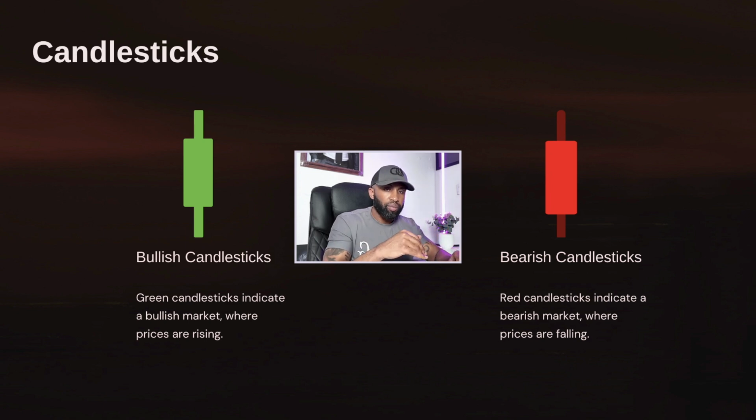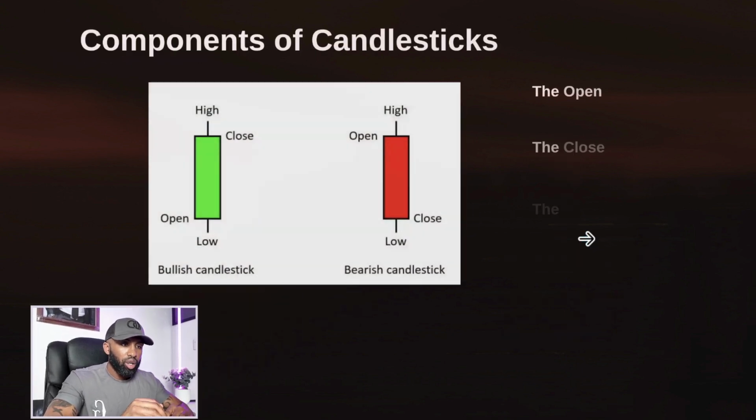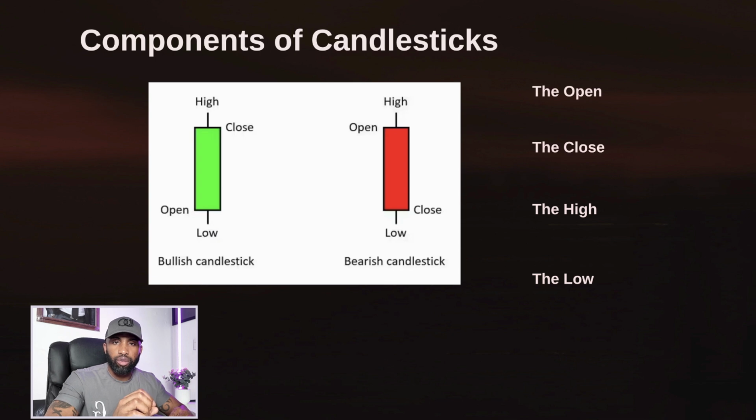Candlesticks have a body, upper shadow, and lower shadow. 4 components of candlesticks. It has the open. The open is the price at which the asset first trades during a given time period. It is represented at the bottom of the body of the bullish candle because price starts low and goes up. And then it's represented at the top of the bearish candle because on the bearish, price starts up and goes down. And then we have the high.